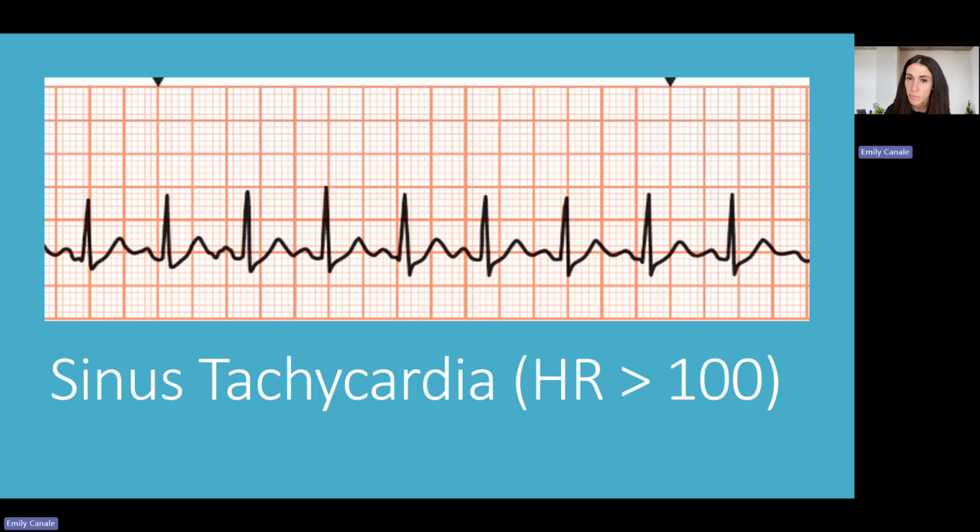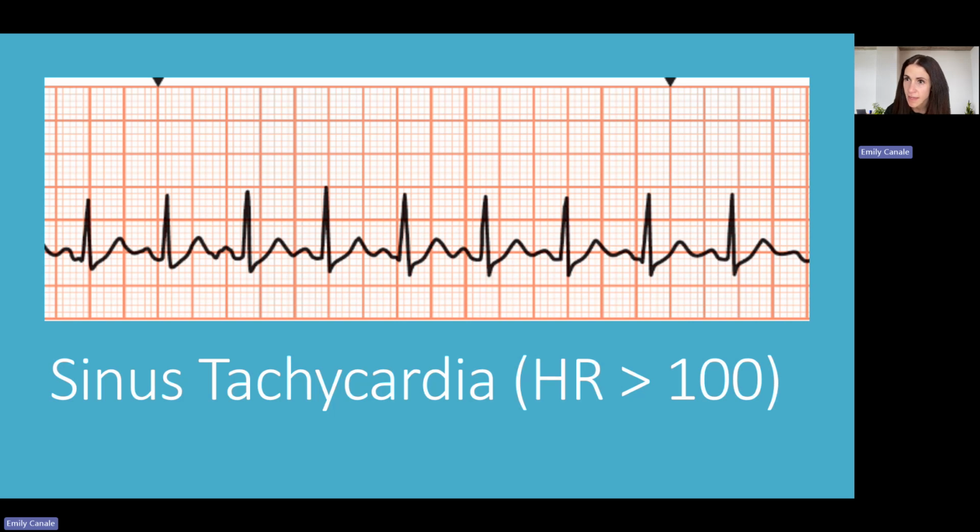But still here, I see a nice P wave. This QRS is less than 0.10 seconds. My PR interval is less than 0.20 seconds. There's no heart block going on. And my R to R are normal. This would match out every single beat. And I have a nice upright T wave.